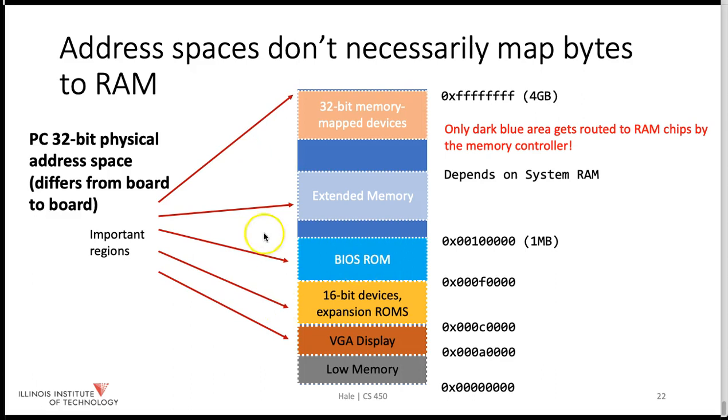Okay. Now this particular address space is the PC 32-bit physical address space, and it kind of depends on which motherboard you have, and also depends on the system, right? So like if I have a Mac machine, it'll look entirely different from this. Okay.